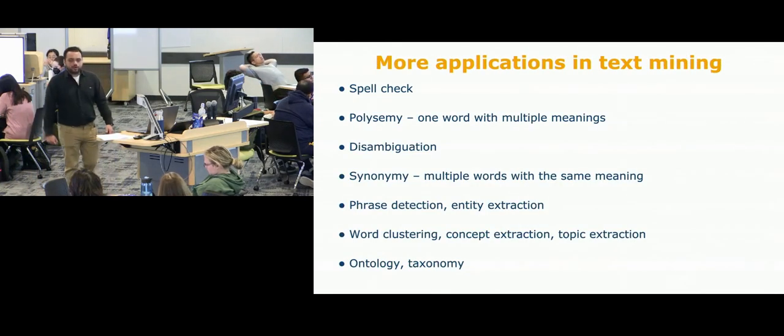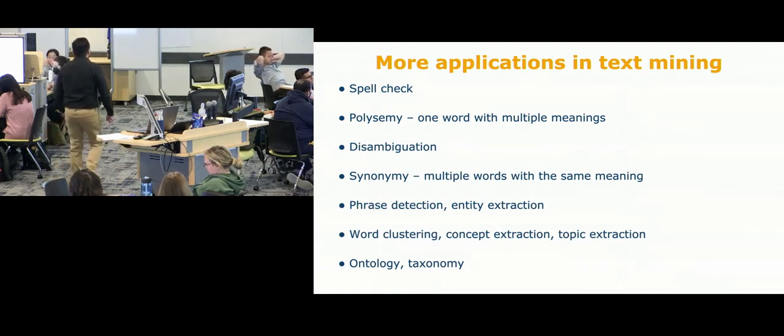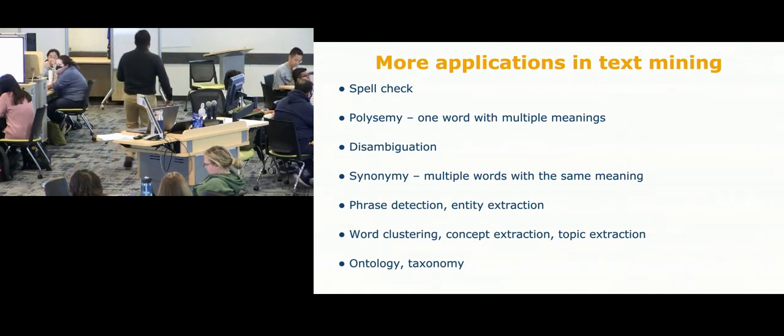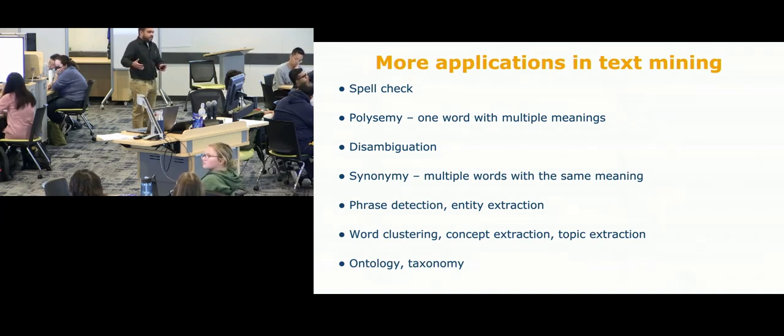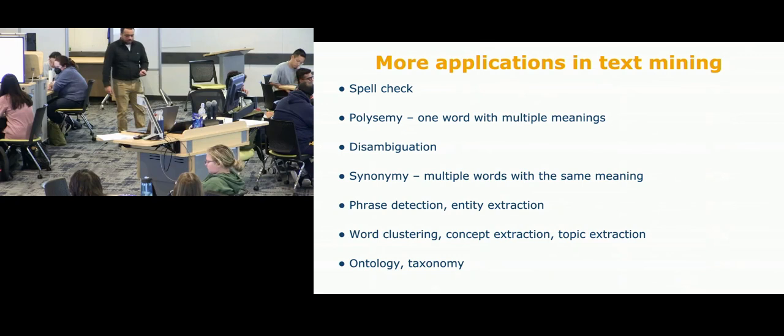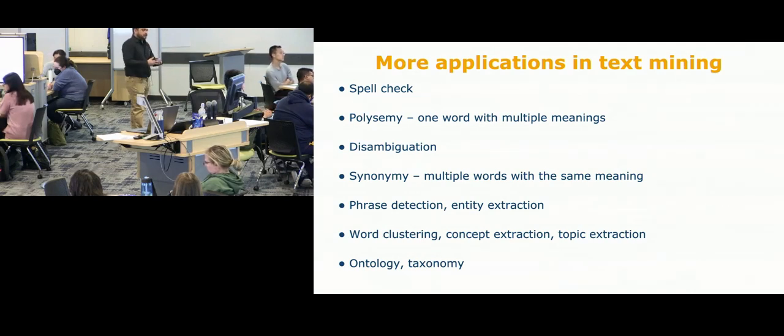Okay, so more applications in text mining, right? So you could do spell check. Again, spell check would be to figure out whether something is associated with something, right? Let's say you misspell the word player as PLAIR or something like that. Because that word would never occur in the corpus, its mutual information with the other words would be lower. So you could spot the outlier in this case.